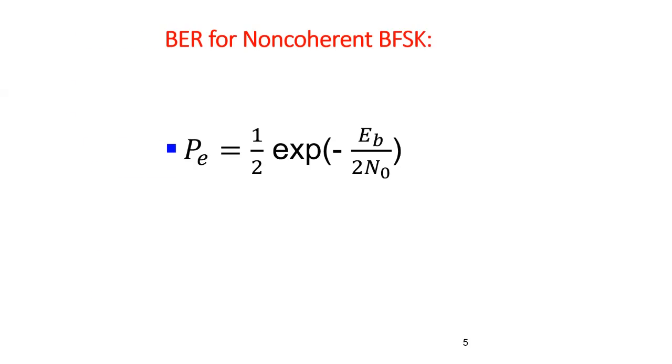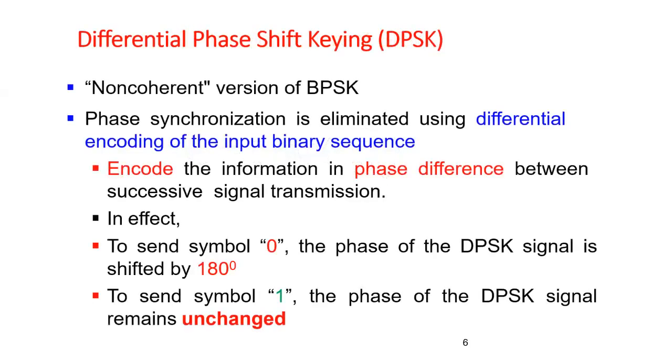So this is about non-coherent BFSK. The next one is differential phase shift keying. We have already discussed PSK, that is phase shift keying. The non-coherent version of BPSK is the DPSK. In BPSK, symbol 1 will be transmitted with one phase of the carrier and symbol 0 with another phase of the carrier. One may be with 0 degree phase shift, another with 180 degree phase shift.